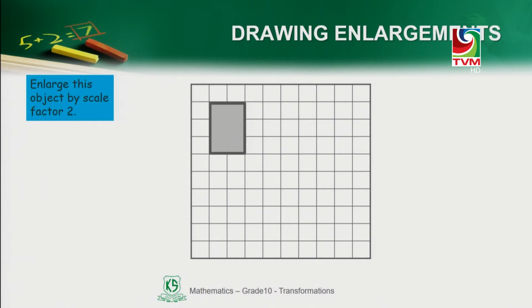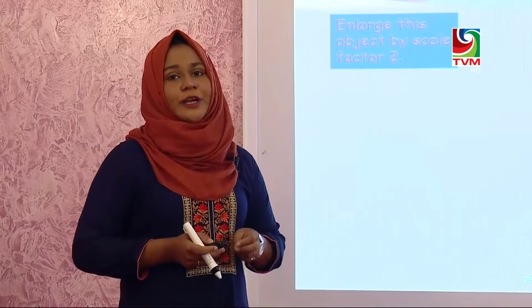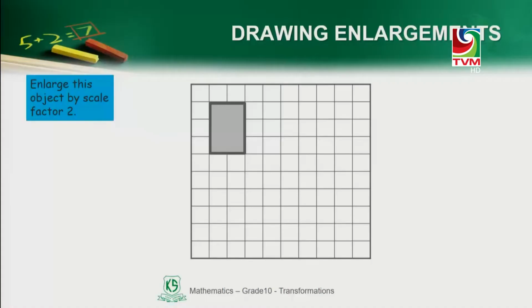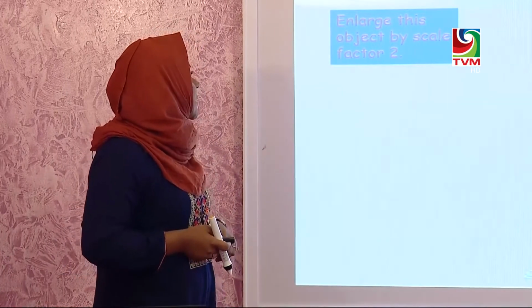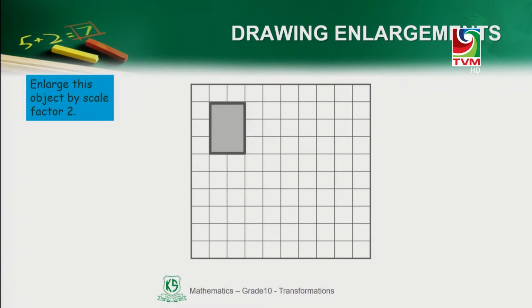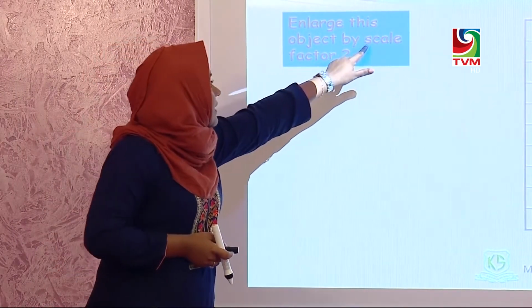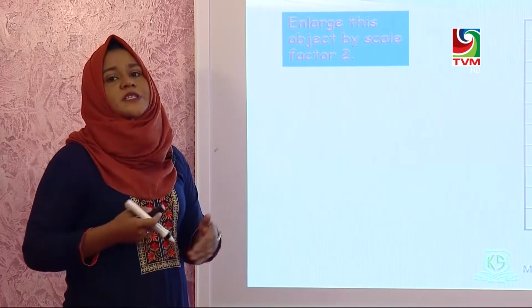Now in this part we are going to discuss how to draw enlargements. As we have discussed earlier, in enlargements there are two pieces of information which are very important. One is the center of enlargement and the second one is the scale factor. I hope now you understand what a scale factor is and what the center of enlargement is. Now look at an example here. It says enlarge this object by scale factor 2. So we are going to enlarge the rectangle here by scale factor 2. If you look at the question, we know the scale factor but the center of enlargement is not given. The scale factor will tell you how many times your enlargement is bigger, and the center of enlargement tells you the position of the enlargement.